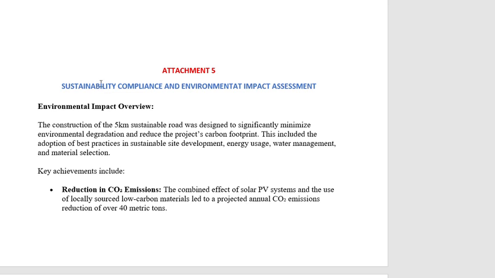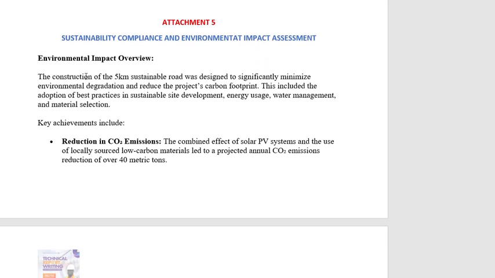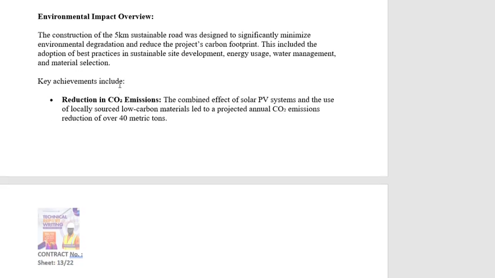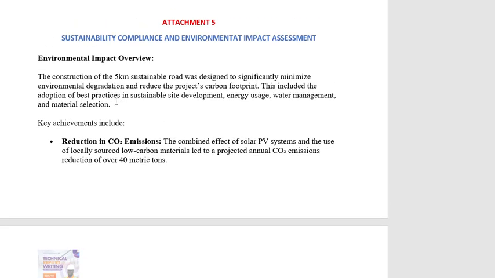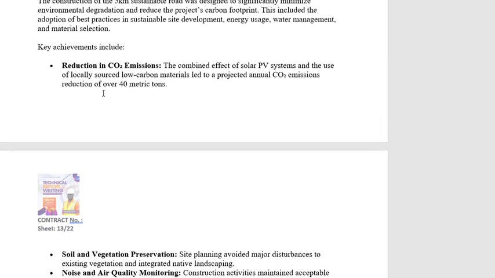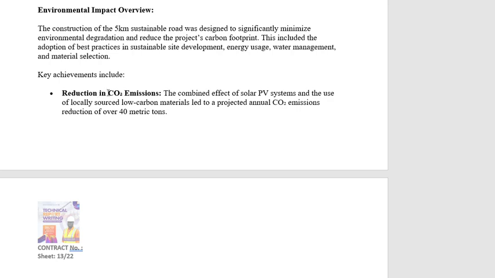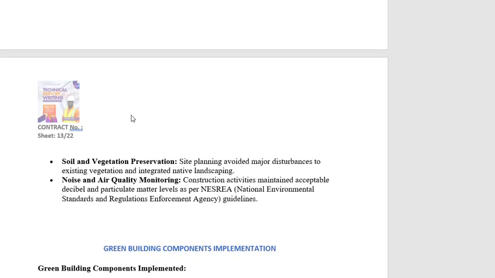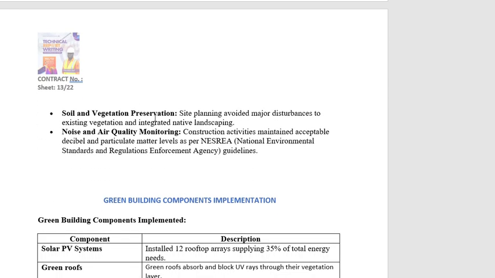Then the next one is the sustainability metrics I talked about, and the environmental impact assessment that must be captured in your technical report writing. So this is how I demonstrate the sustainability metrics in the technical report writing. You can see, because the essence of sustainability, a sustainable project, is to ensure that there is a reduction of greenhouse gas, and there is also a reduction of disturbance of soil and vegetation preservation.